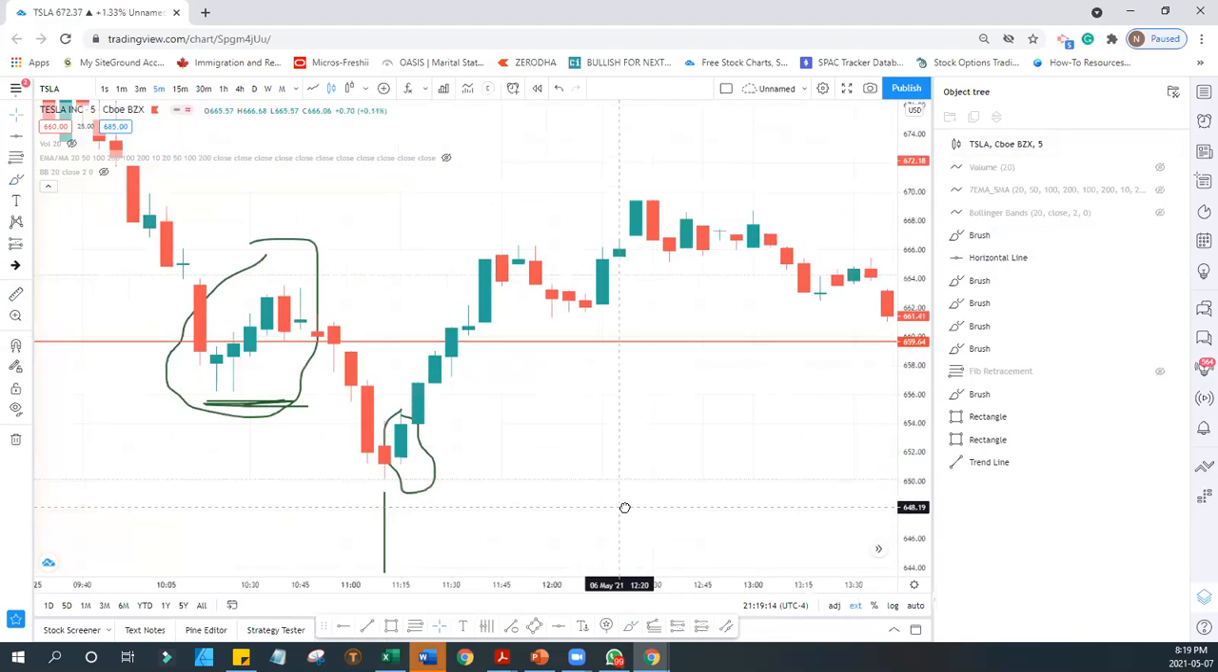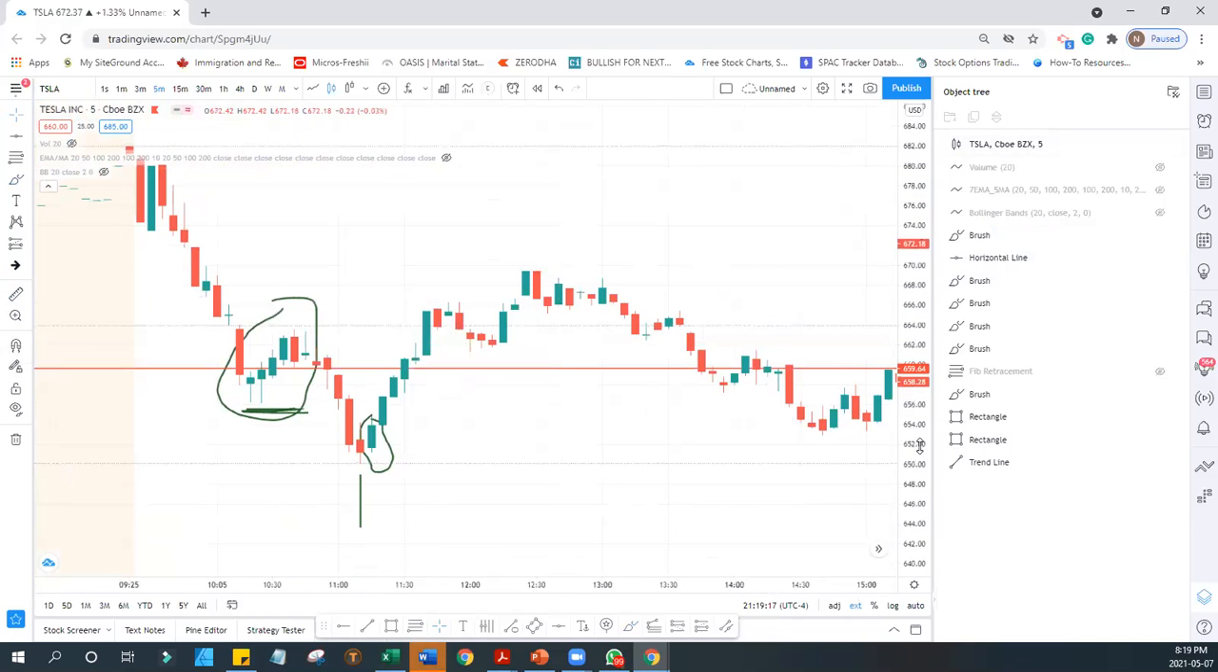You shouldn't be waiting for a big rally. You should be out within 1% or 2%. That's enough for the intraday. And if you see, even after this it did not reach the stop loss at all. So the stop loss doesn't matter here.